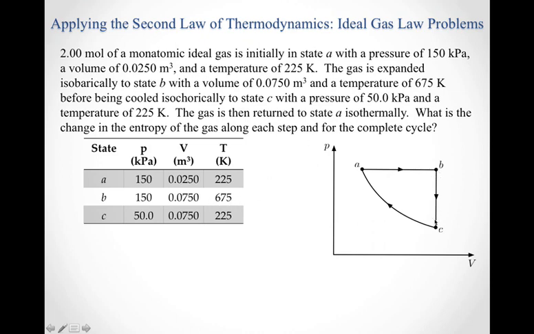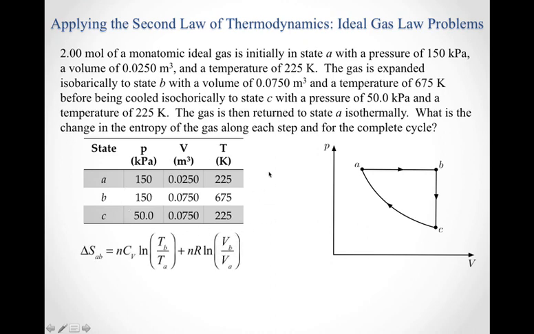Cooling it isochorically means that the volume's the same between states B and C, so the volume at state C is still 0.075 cubic meters. I'm back to a temperature of 225 Kelvin because I'm going to now compress the gas isothermally to get back to state A, so it's got to be at the same temperature, and I'm told that the pressure at state C is 50 kilopascals. So I know pressure, volume, and temperature in all 3 of my states.